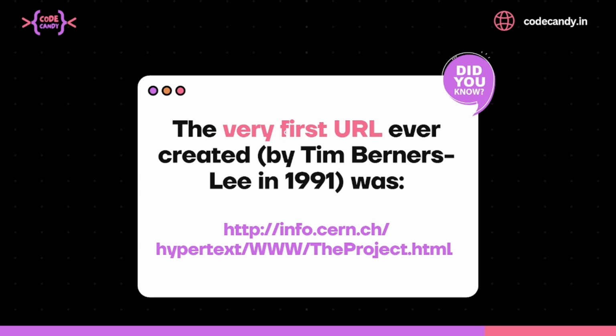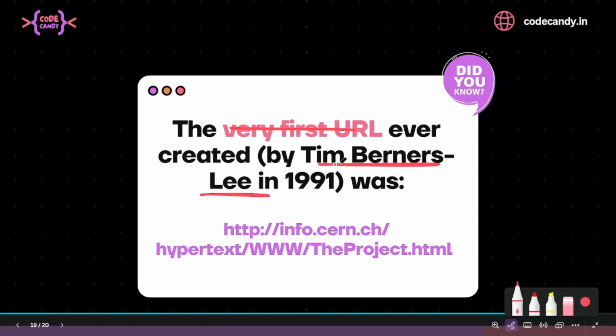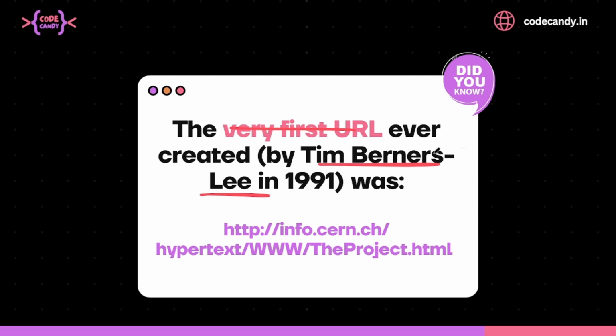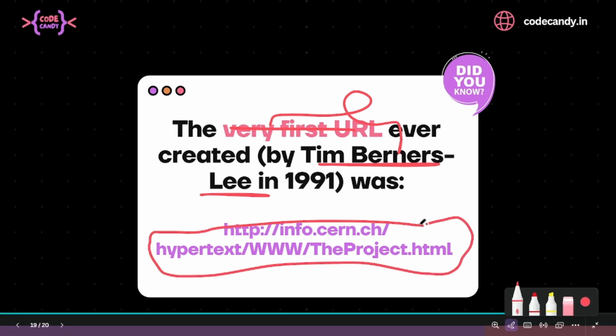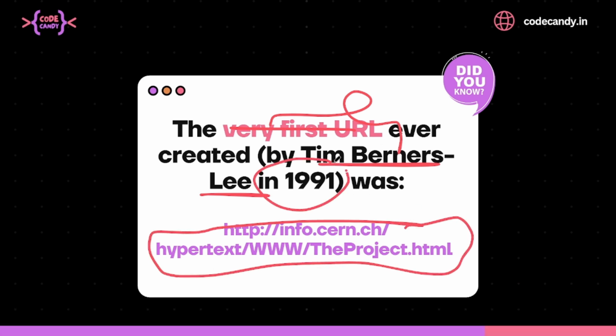So, here is a really interesting fact for all the tech lovers. The very first URL was created by Tim Berners-Lee. See, the internet was invented by Tim Berners-Lee only. He first used this URL to access things on the website. This is the first URL used by Tim Berners-Lee in 1991 to access the project on the World Wide Web. See, if you have any doubt, go and check this URL. Even today, this URL is up and running.